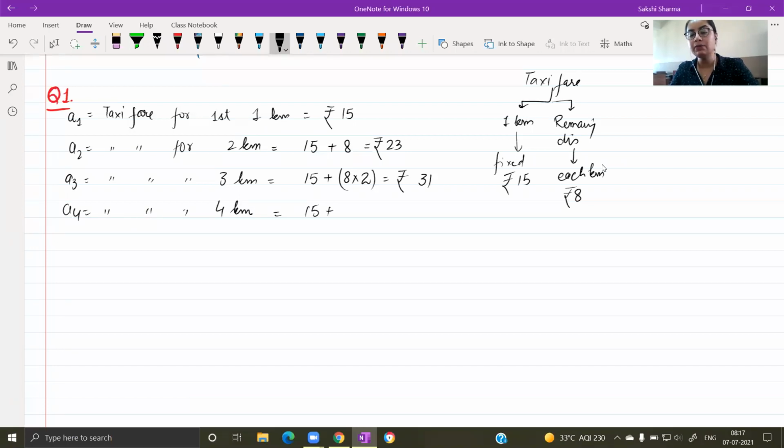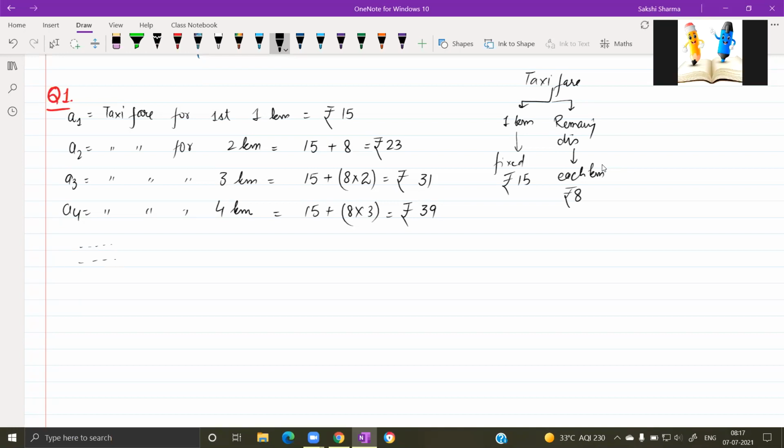This will be 15 for the first one, remaining 3. The total comes out to be 39. Now, this is how the list is. Now, looking at these terms, what do you think? Is it an AP? Yes, ma'am.